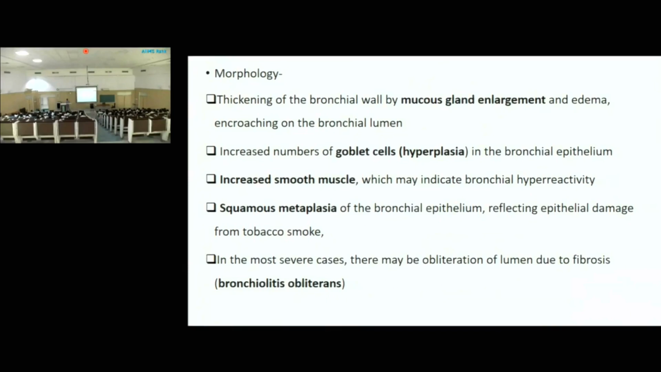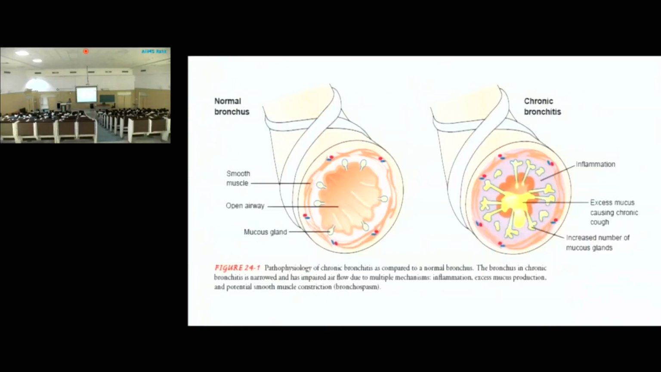Next, these are pictorial diagrams you can see. This is a normal bronchus, right? And in case of chronic bronchitis, the glands are increased. You can see fewer glands here. This is a pictorial diagram of what I told you. Similar thing here: there are some mucosal glands, and this is the open airway or luminal side. You can see in chronic bronchitis, due to irritation and inflammation, there will be excess mucus which causes chronic cough, and an increase in the number of mucus glands.